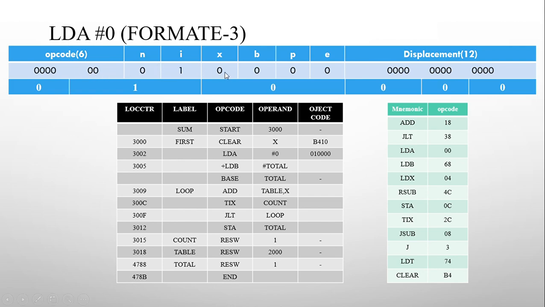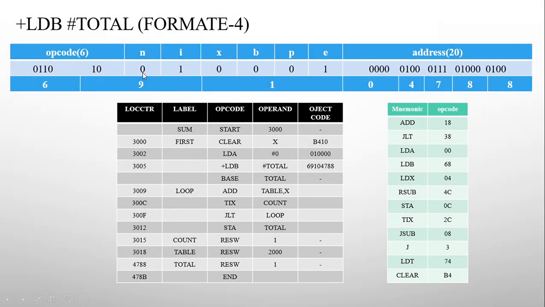Next, here LDA with the hash is an immediate addressing mode. Therefore, we are setting the i value to 1. Next n value is 0, x value is 0. We don't have any of the others, therefore we are setting all the remaining values to 0. Next, displacement is 12 bits, which are all set to 0 because we don't have any value here. Therefore, to find out the object code, group the 4 bits together. If we group together, we are getting an object code of 010000. Therefore, this is the object code for LDA #0.